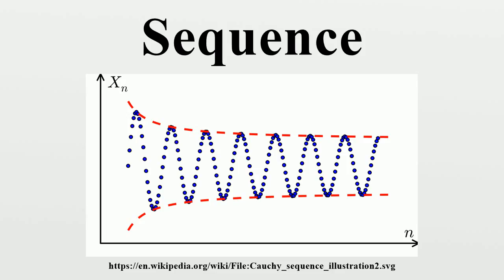Other types of sequences. A subsequence of a given sequence is a sequence formed from the given sequence by deleting some of the elements without disturbing the relative positions of the remaining elements. For instance, the sequence of positive even integers is a subsequence of the positive integers. The positions of some elements change when other elements are deleted. However, the relative positions are preserved.